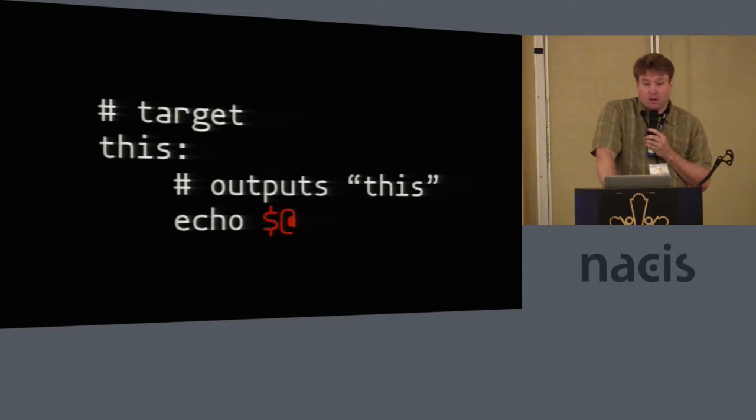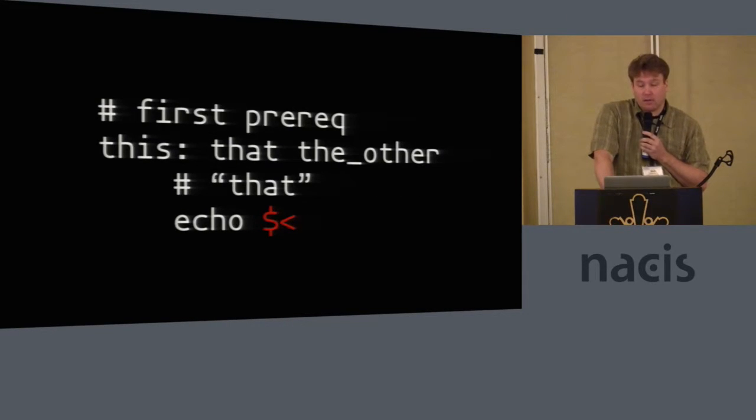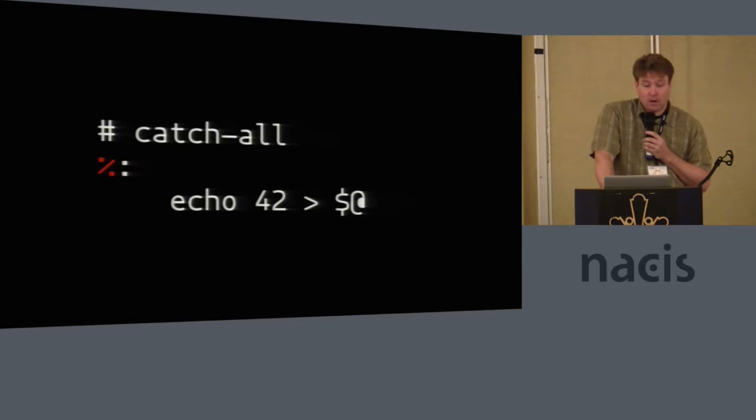We've got some variables. $@ is the name of the target. $^ is all of the prerequisites, so that and the other. The first prerequisite is often what you want, so it looks kind of like a scissors. So it's $<. If you want to extract things out of your prerequisites or really any other variable, you can use word, and there are a whole bunch of other functions in there that I'm not going to get into. Looking through my Makefiles, word is the only one I use.